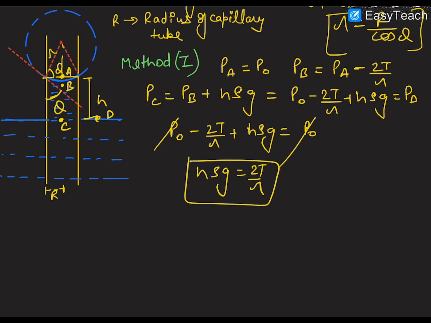So H is this one, and for obvious reasons we cannot measure the meniscus radius. So we have already replaced this radius with r upon cos theta, where r is the tube radius and theta is the angle of contact, which is a constant value for a fixed pair of liquid and solid. So H will be equal to 2T cos theta by r rho g. This is the height to which the liquid will rise.